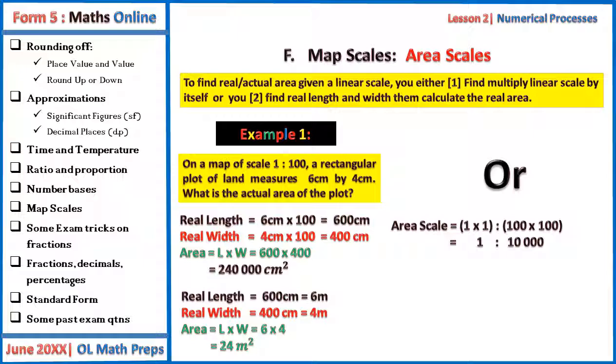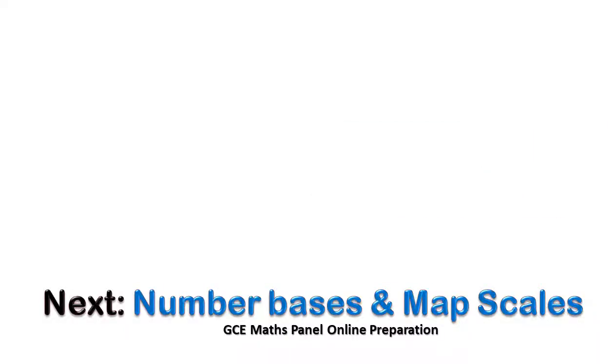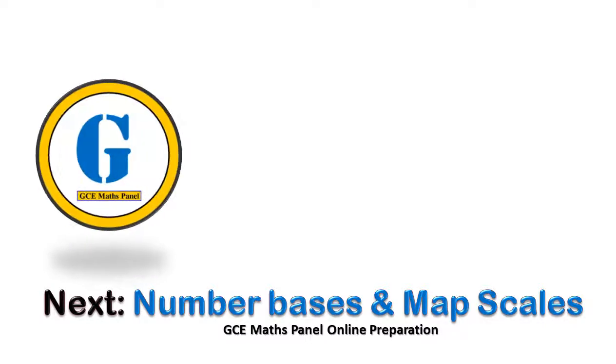I will now find my area on the map, which is 6 centimeters times 4 centimeters, and multiply this area by the area scale. That gives us times 10,000, which is equal to 240,000 centimeters squared, and it gives us the same answer. You can divide by 10,000 rather, to have the area in square meters. Method 1 is preferred.